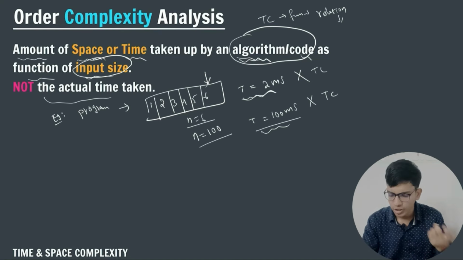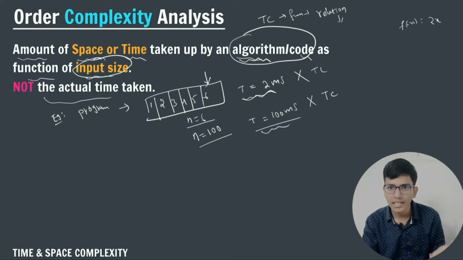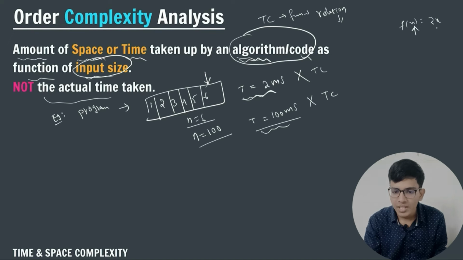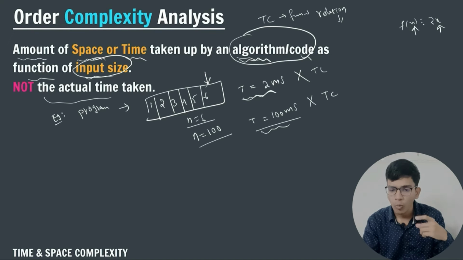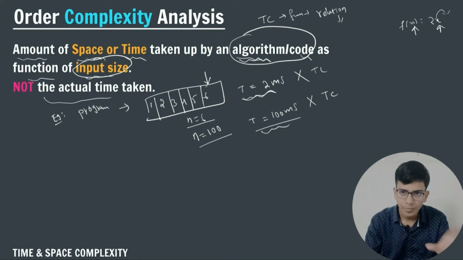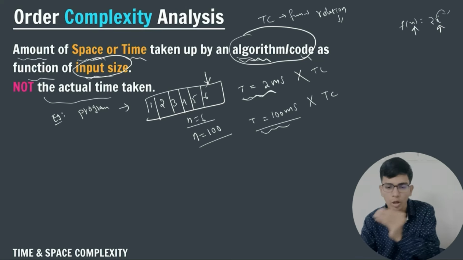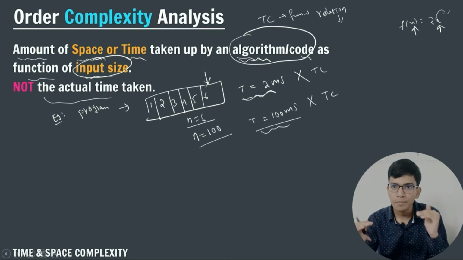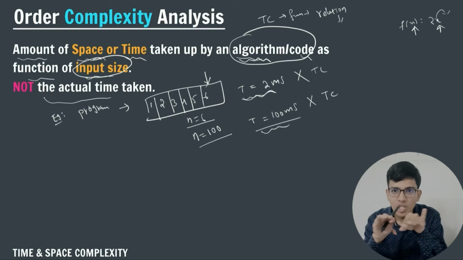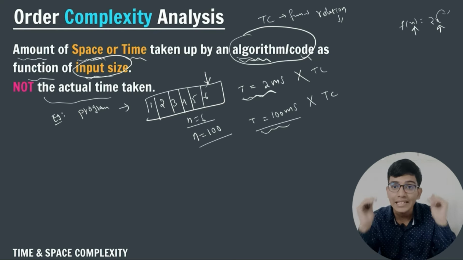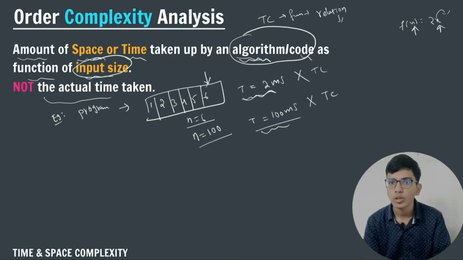Suppose I take as an example f of x equals 2x. This is a function, right? In maths we studied functions. Whatever parameters I pass here, the output will be different. Suppose I pass 0, then I get output 0. If I pass 1, the output will be 2. If I pass 2, the output will be 4. Here you can see that the numbers are changing, but the basic underlying function or relation is not changing. That underlying function or relation is known as time complexity.